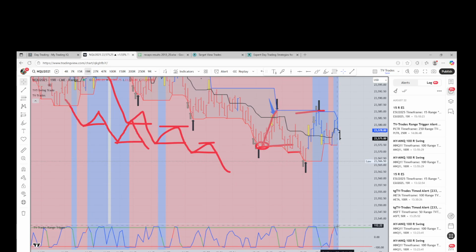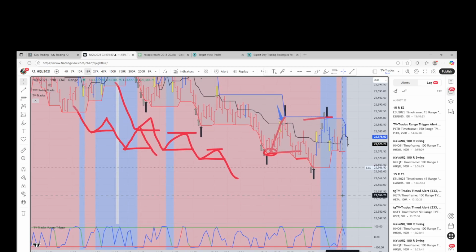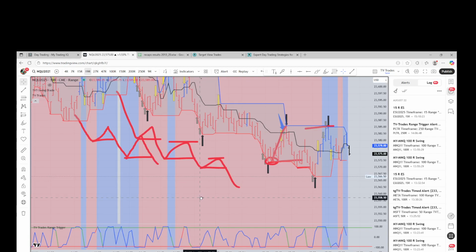Okay, so like right now, we've made it into the overbought. We need to get into the oversold to give us a long trade here on the NQ. Okay, and that's what we'd be looking for.